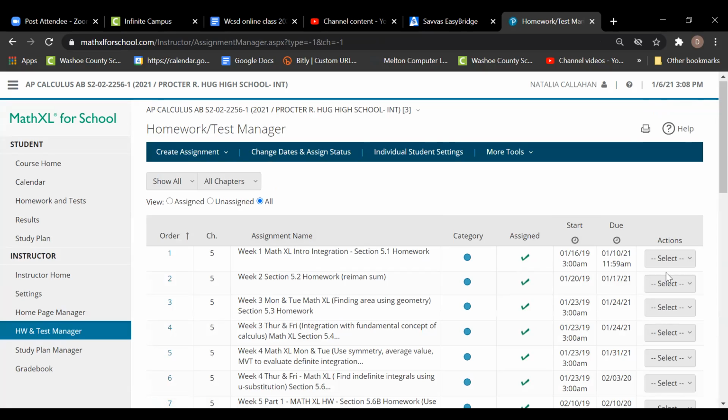Then you have week 2's assignment. Its topic is going to be on Riemann sums. Week 1's topic is on intro to integration. For week 3, you're going to have finding the area using geometry and then also integration with the fundamental concept of calculus. Week 4 is accessible as well.